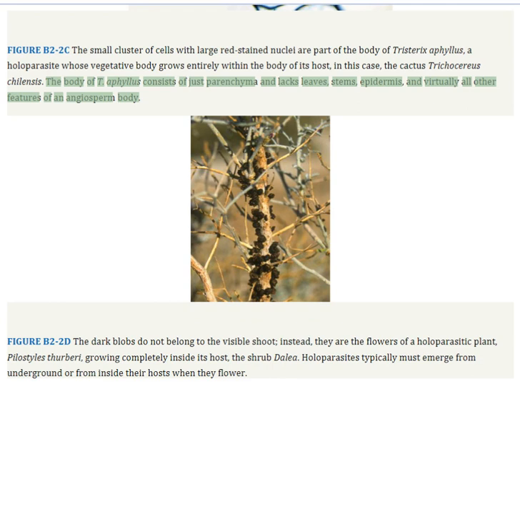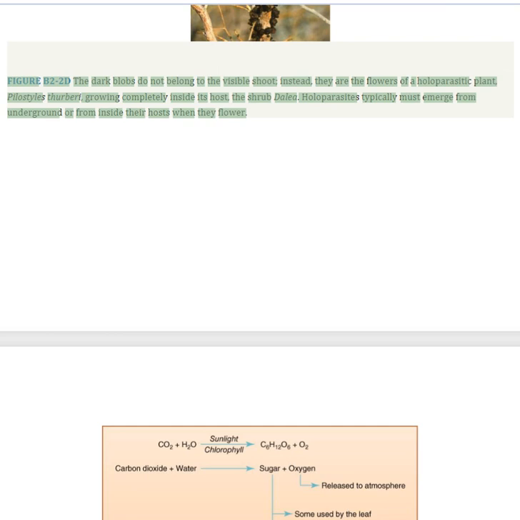The body of T. aphyllus consists of just parenchyma and lacks leaves, stems, epidermis, and virtually all other features of an angiosperm body. Figure B22d: The dark blobs do not belong to the visible shoot. Instead, they are the flowers of a holoparasitic plant, Pilostyles thurberi, growing completely inside its host, the shrub Dalea. Holoparasites typically must emerge from underground or from inside their hosts when they flower.